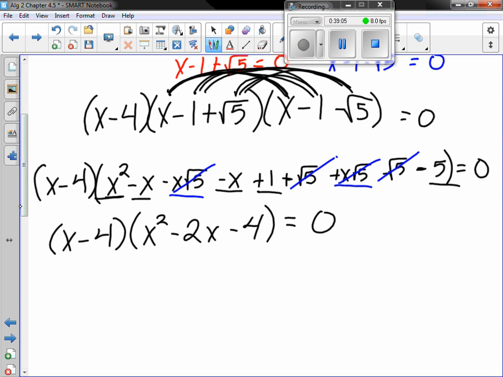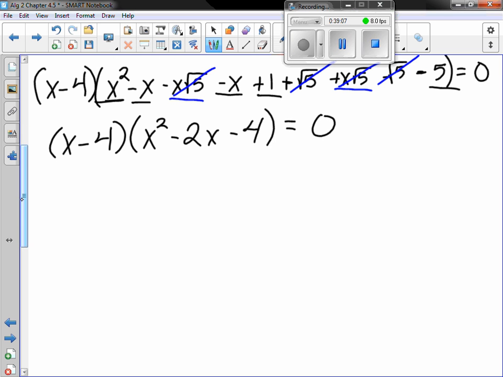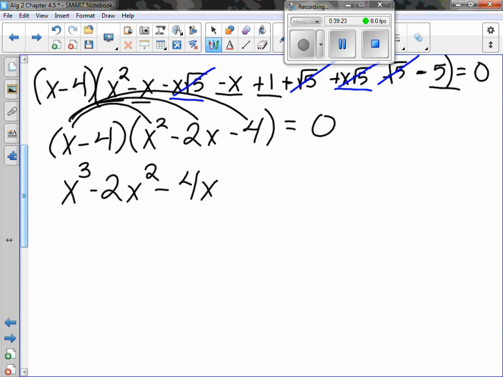Okay. Last but not least, we're going to multiply this last one here. So we're going to do x multiplied all the way through. X times x squared would be x cubed. X times negative 2x will be negative 2x squared. X times negative 4 will be negative 4x. We good with this here? Yes?